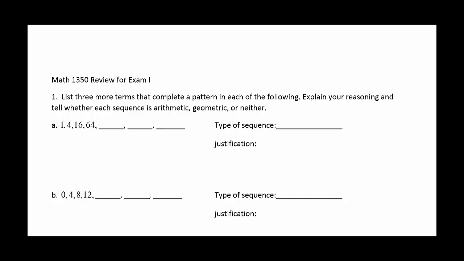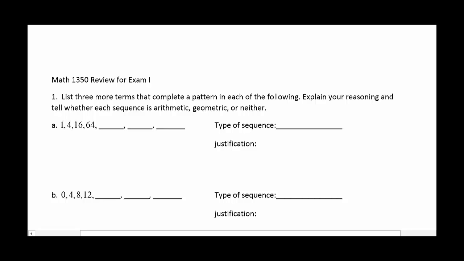So for our first question, we have a set of numbers, and our task is to identify whether they're arithmetic, geometric, or neither. Give some sort of reason, figure out the pattern. Looking at 1, 4, 16, 64. So this part we just kind of play with numbers here. If it's arithmetic, then I should be adding the same number each time. So 1 plus 3 would be 4. 4 plus 3 should be 7. So it's not arithmetic.